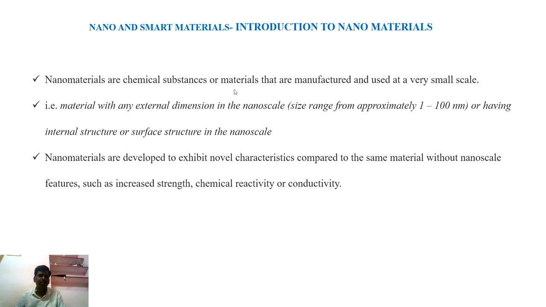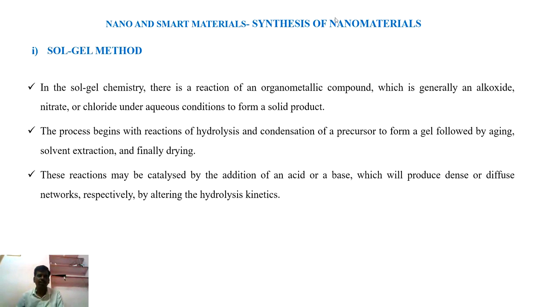Nowadays the development of nanomaterials is getting great attention because of their increased strength, chemical reactivity and conductivity. So next we have to see about synthesis methods. So first one, Sol-gel method. This is one of the methods to synthesize nanomaterials. In this method we are using organometallic compounds, mostly metal alkoxides. Then metal nitrates and metal chlorides are used as precursors.